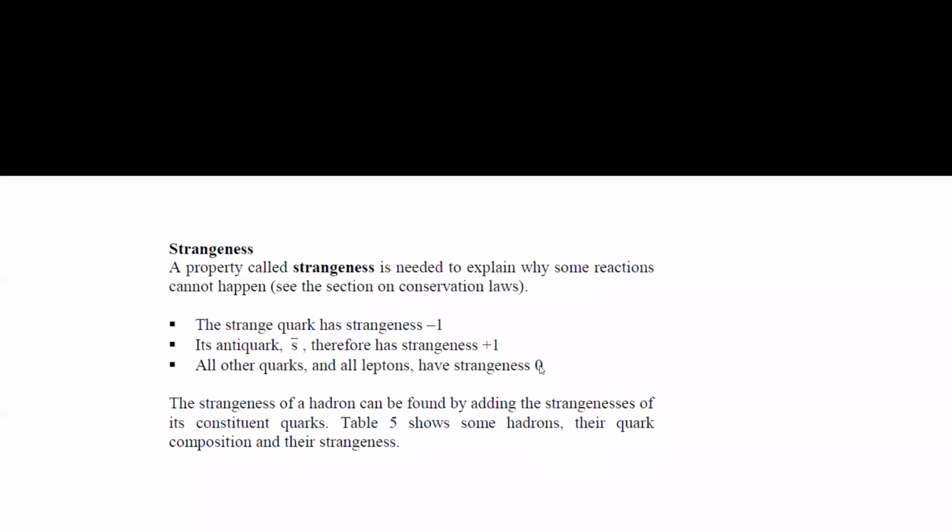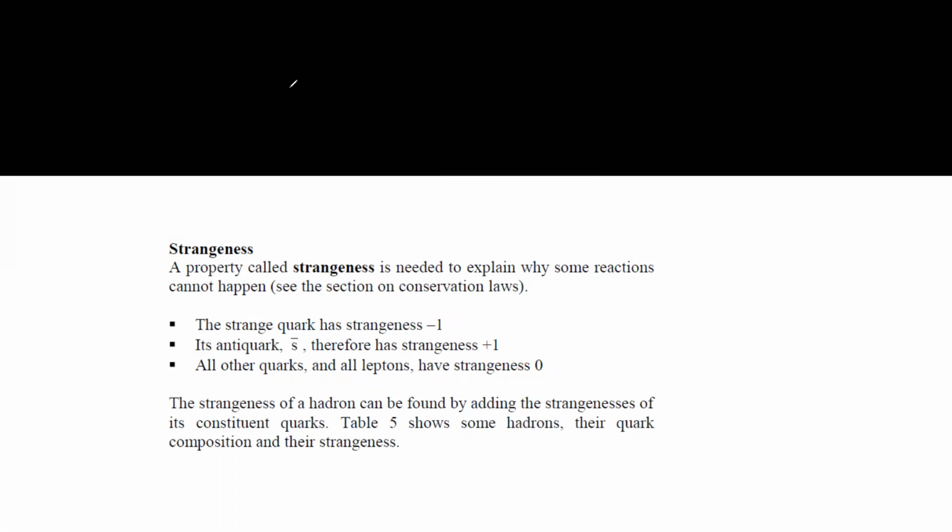Then for some interactions which involve a strange quark, we use a strangeness number. So the property strangeness is needed. Some reactions cannot happen, even though many things are conserved, because the strangeness number should also be conserved. The strange quark has strangeness minus one, and the anti-strange has plus one. All the other quarks and leptons have strangeness zero. The strangeness of a hadron can be found by adding the strangeness of its quarks.